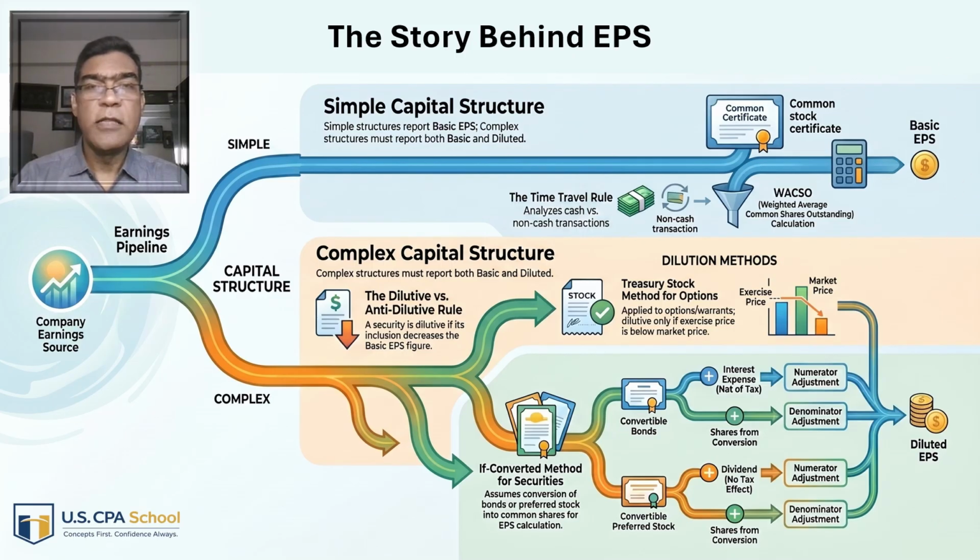So in short, this slide shows how a company's capital structure determines whether we stop at basic EPS or go further to diluted EPS, and which method we use to test for dilution. That's the full story behind EPS. When you understand both basic EPS and diluted EPS, you are not just calculating, you are decoding the price tag of earnings under US GAAP. That's it for this module. In the next one, we are going to look at stockholders' equity.